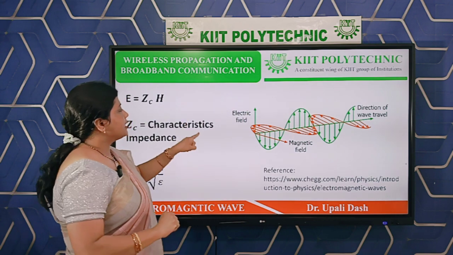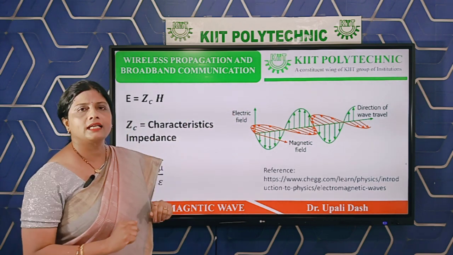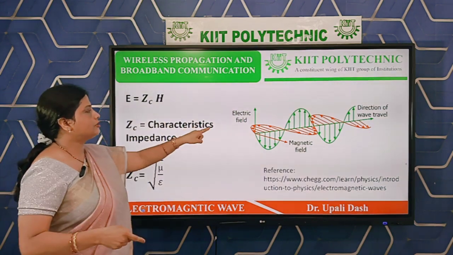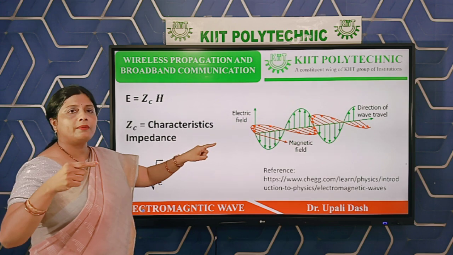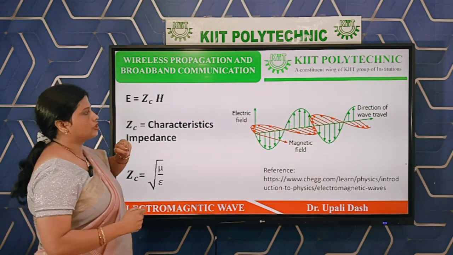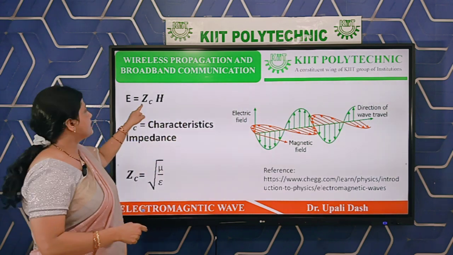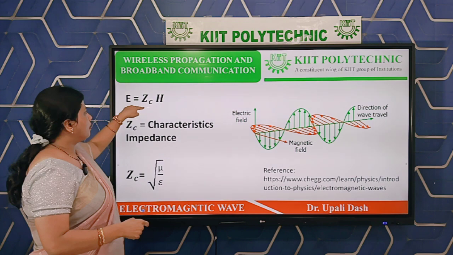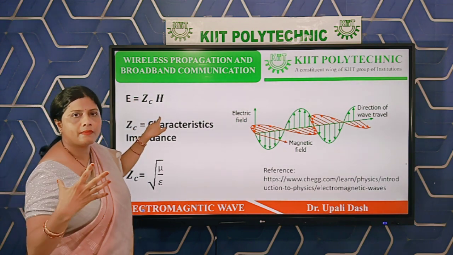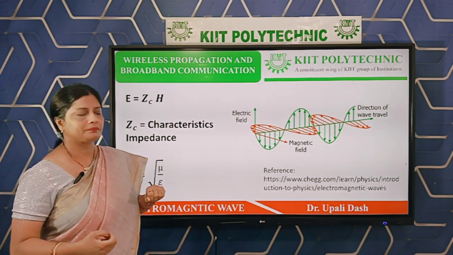Here also, if EM is passing in the space, there is also opposition. That is called characteristic impedance. So we can relate the electric field and magnetic field with the help of characteristic impedance like this. E is equal to ZC times H. They will move in the space maintaining the relation like this. And ZC is a new term here I am introducing. It's a resistance offered by the environment. That is called ZC, the characteristic impedance.